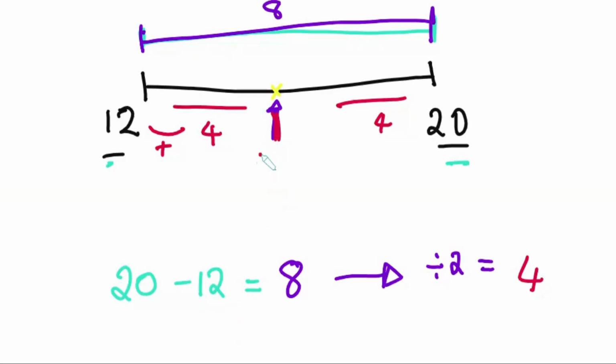12 plus 4 is 16. We've got halfway across the number line. In the middle would be number 16. Add on your last 4, and then you're going to reach 20. So the number we're looking for is number 16. Absolutely fantastic. Let's do another one.